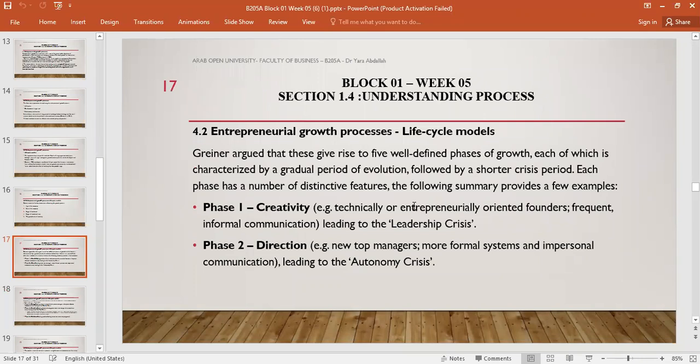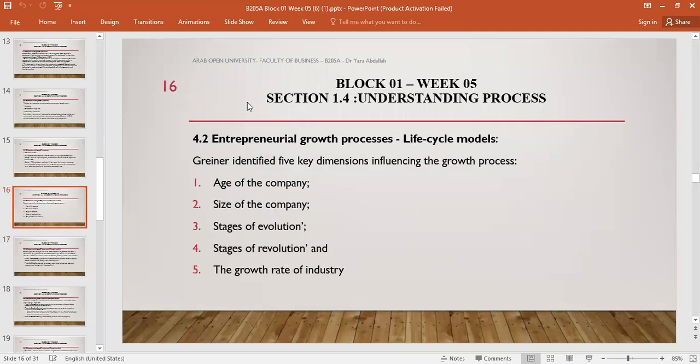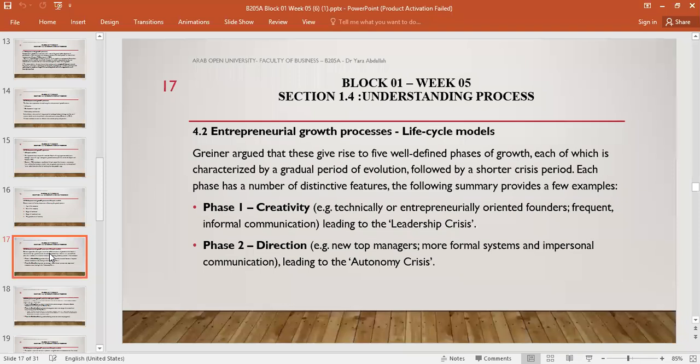But these dimensions had been developed by Garnier. Garnier had developed also the life cycle model and tried to describe the phases that each firm can pass by in its growth process.